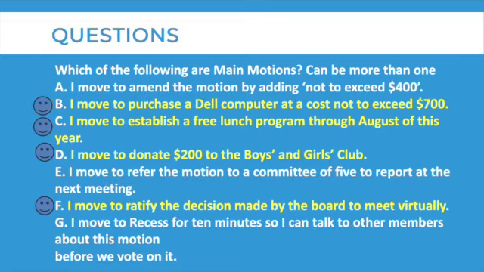The correct answers are B, C, D, and F. These are all main motions, meaning they are the original motion. They're not trying to amend or refer or recessing. They are main motions.